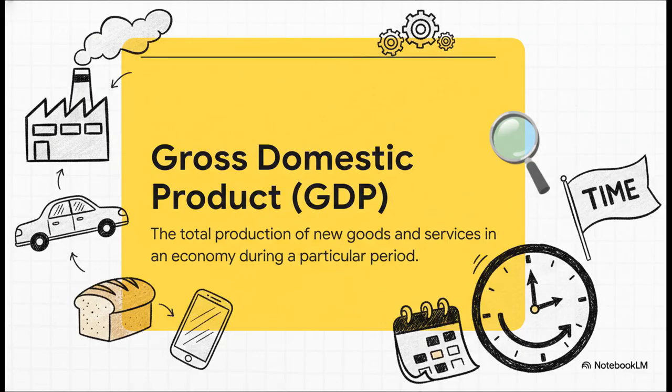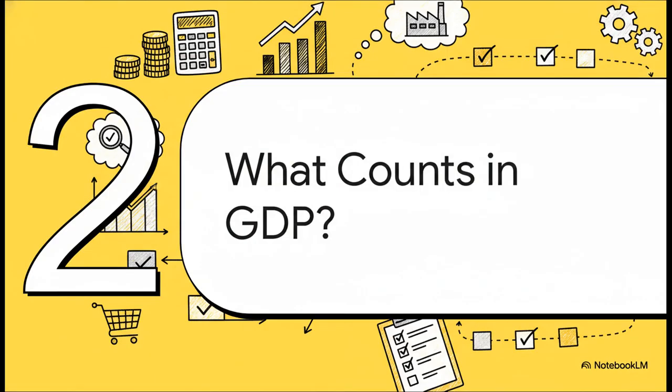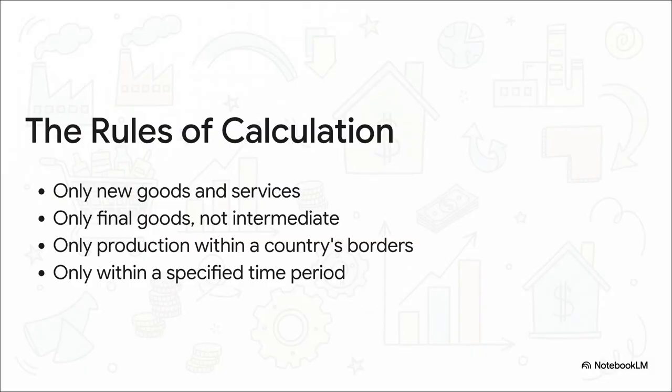Let's dig into why. This brings us to the rules of the game. See, you can't just add up every dollar that changes hands. Economists have a really specific checklist for what actually makes it into that final GDP number. Here are the 4 big ones.